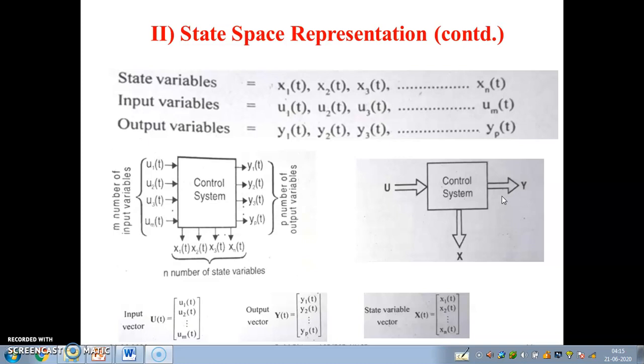The input vector is given by single column vector u1 of t, u2 of t till um of t. The output vector is given by single column vector y1 of t, y2 of t till yp of t.